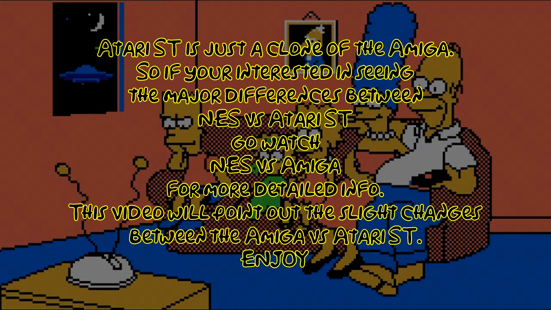So if you're interested in seeing the major differences between the NES and the Atari ST, just go watch the NES versus Amiga for more detailed information, because that's, again, pretty much the exact same thing. You'll see as soon as we start the video.